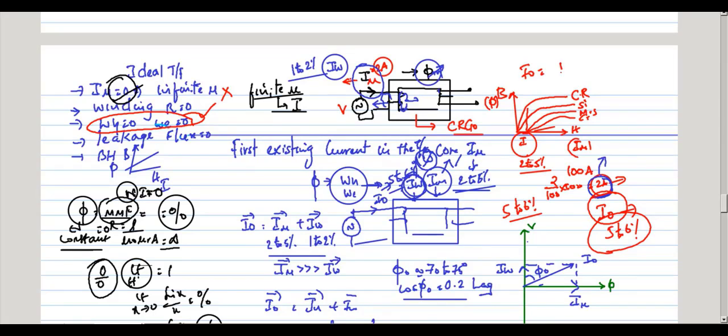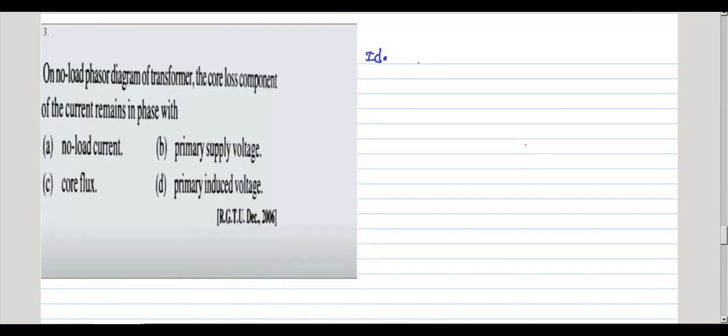I0 is a combination of the magnetizing component and the iron loss component. It is a reactive component, and it is an active component, or a wattful component and a wattless component. So the transformer has a poor no load power factor. On the no load phasor diagram, the core loss component of the current remains in phase with the supply voltage.